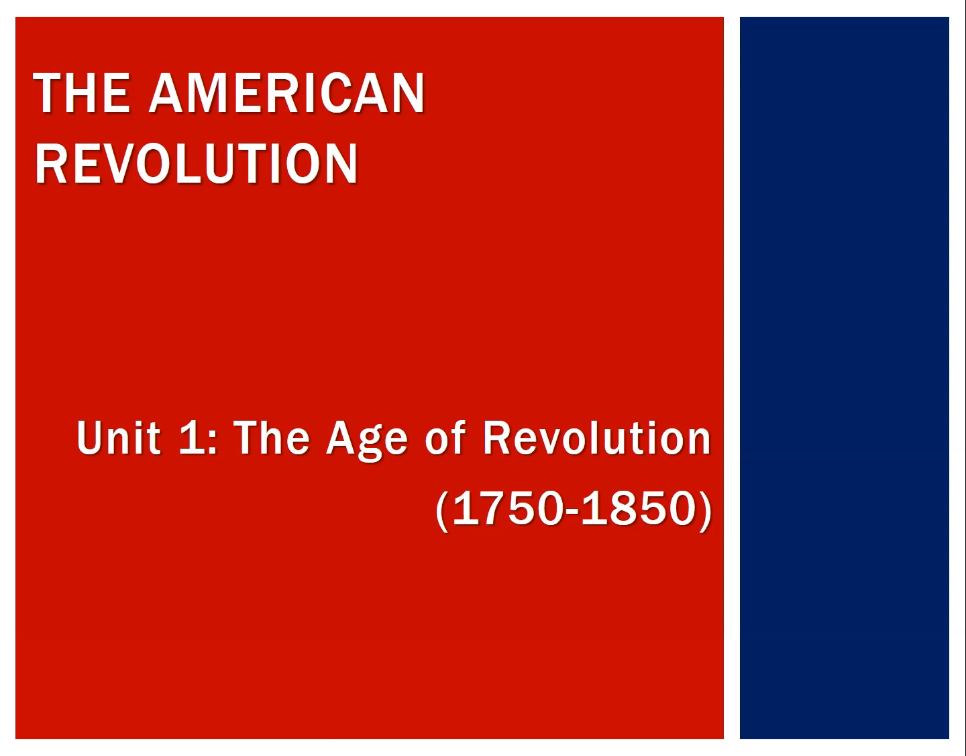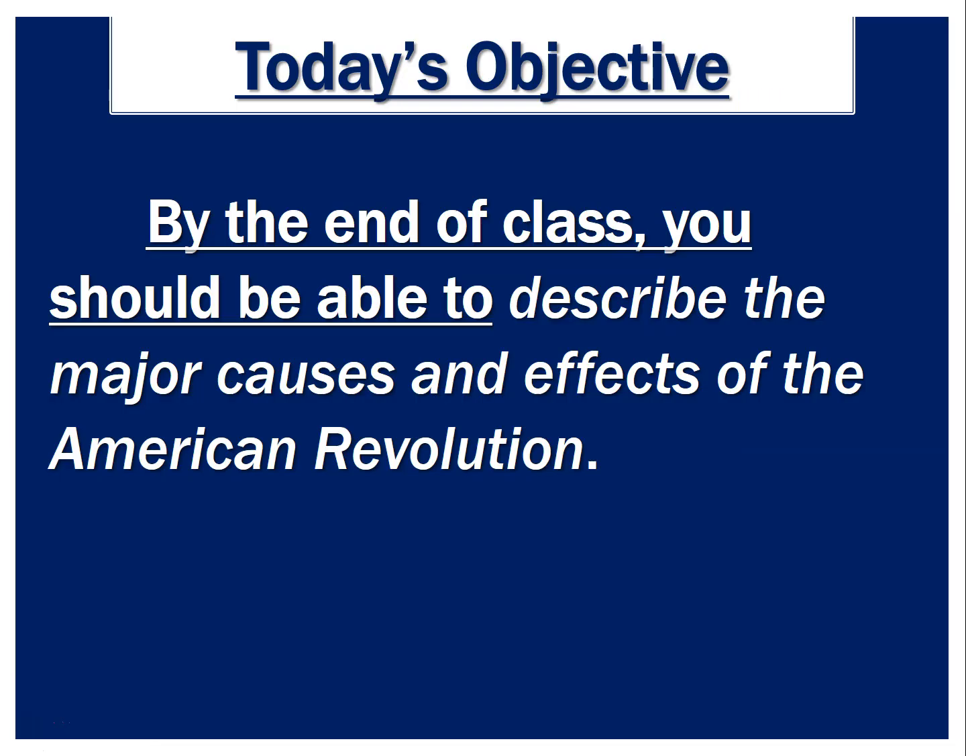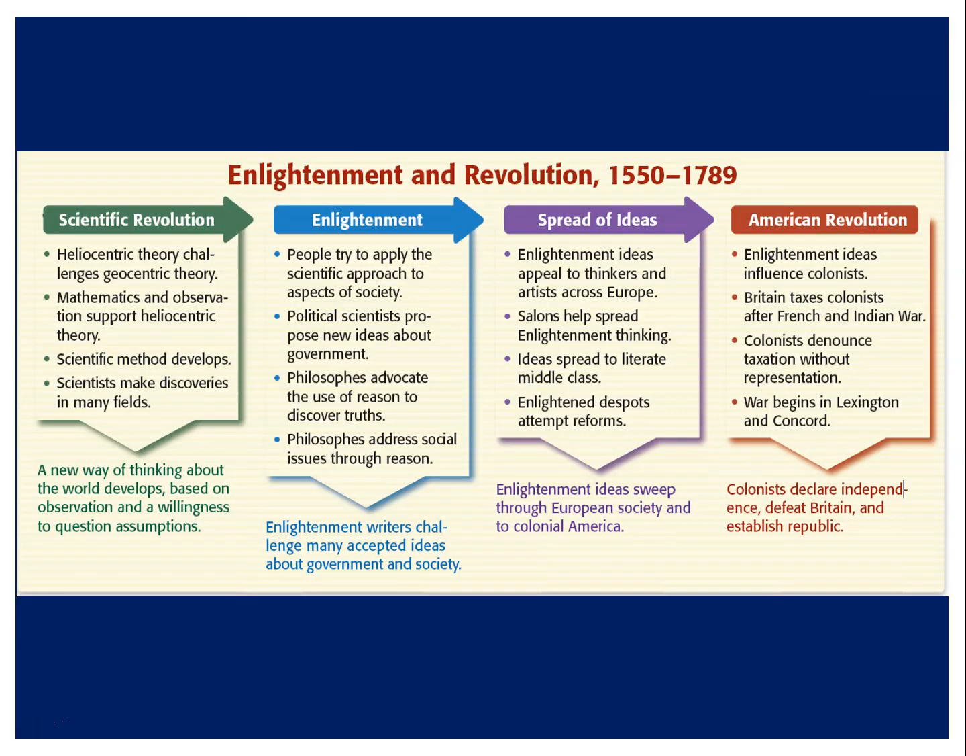So we're going to do the American Revolution, a topic I know you've learned about in the past, but we're going to focus on how it is an example of the Enlightenment and also how it's going to affect the world. So let's look at the major causes and effects of the American Revolution. That's our goal today. And there it is, the American Revolution.